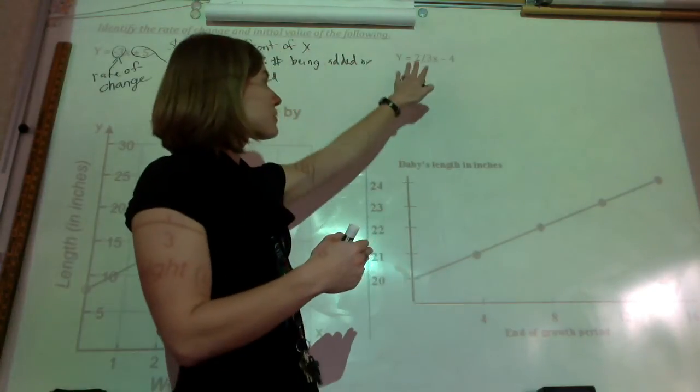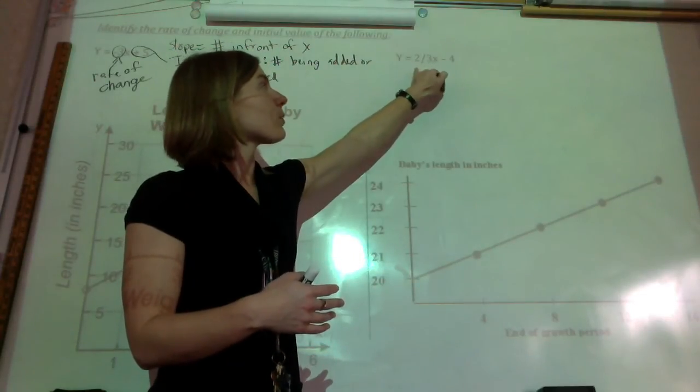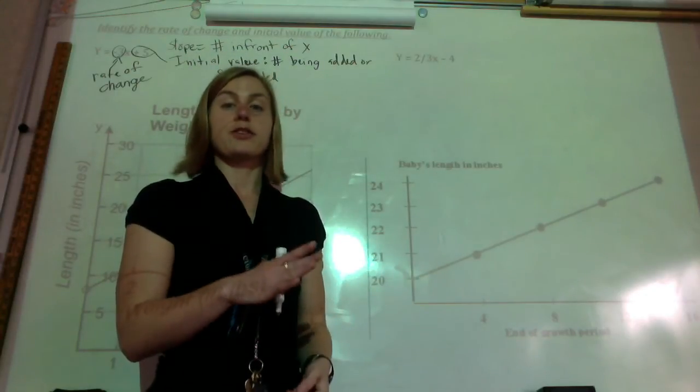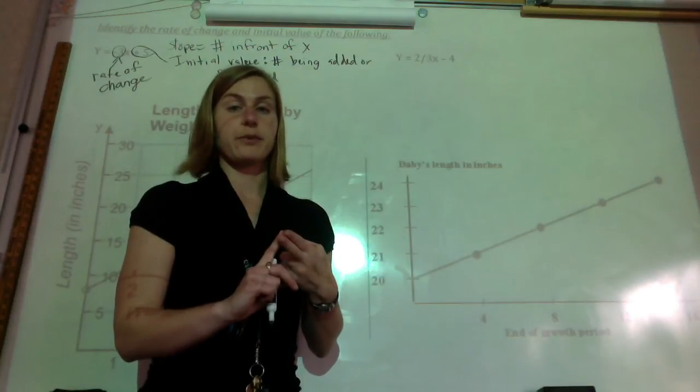Here we have another situation. We have another equation where we have y equals 2 over 3x minus 4. So I'm going to let you finish this one up. Identify the initial value and identify the rate of change in that one.